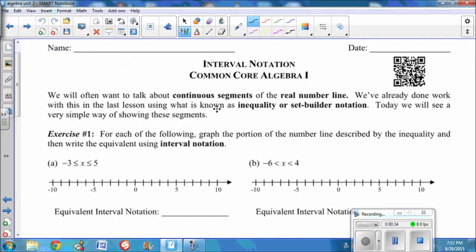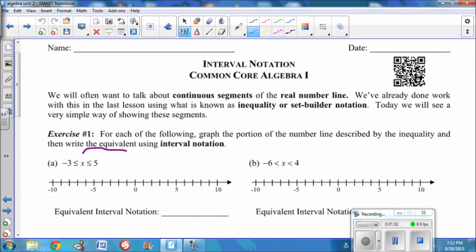It says, for each of the following, graph the portion of the number line described by the inequality and then write the equivalent using interval notation. So interval notation is just sort of a simpler way to represent our solution set. So this first one, letter A, says -3 is less than or equal to x, which is less than or equal to 5.